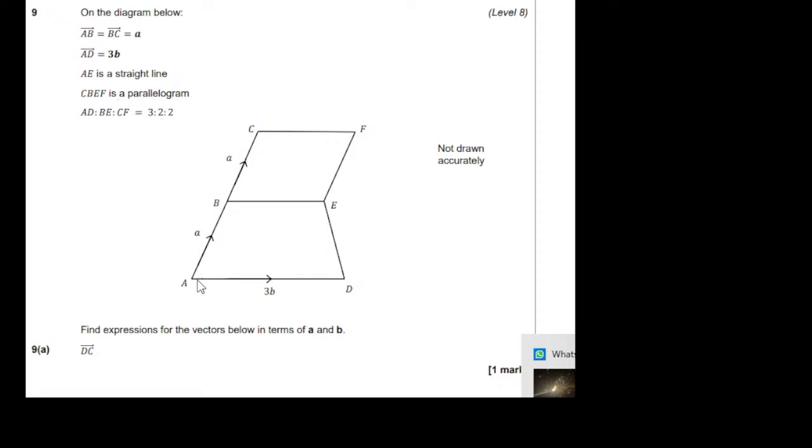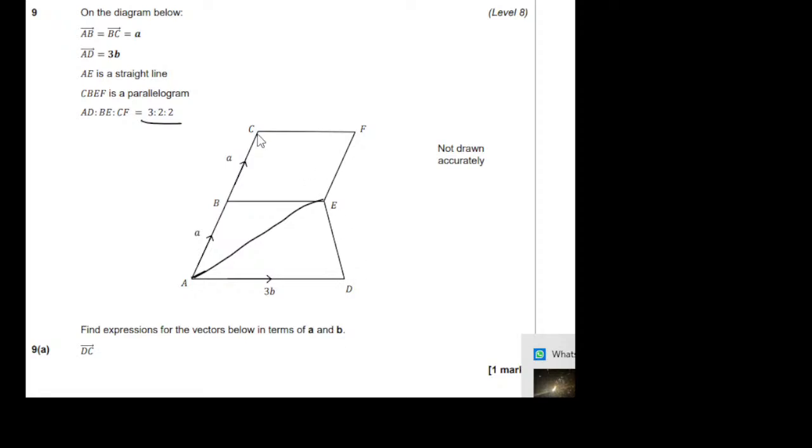So on this diagram, the information is given. AE is a straight line. AE, I will draw that straight line. CBEF is a parallelogram. Okay, fine. AD ratio BE, BE ratio CF is given 3 to 2. Find the expression for the vector below in terms of A and B. DC.